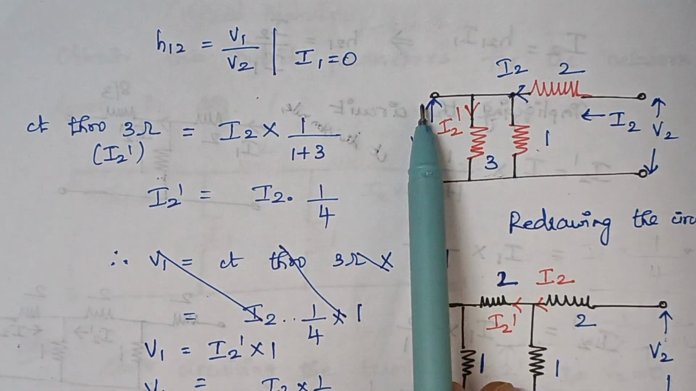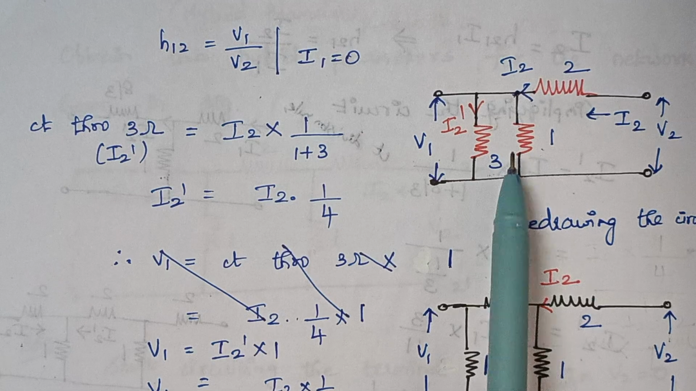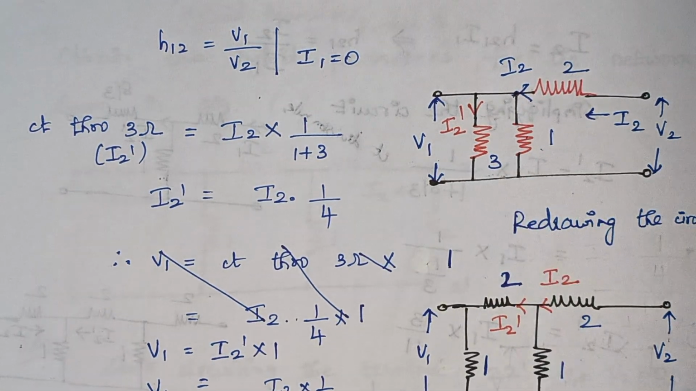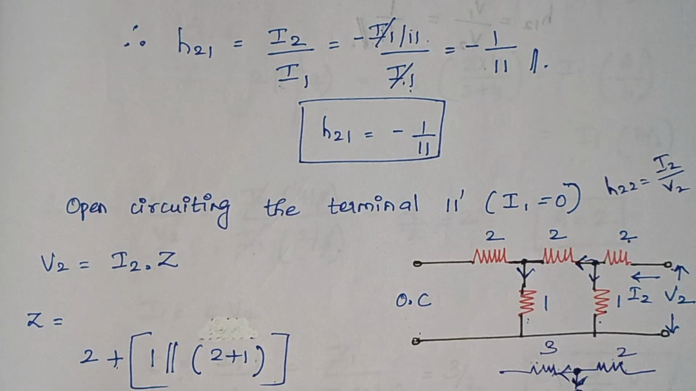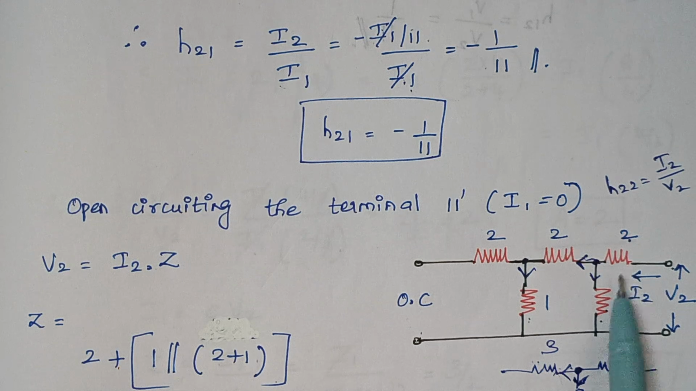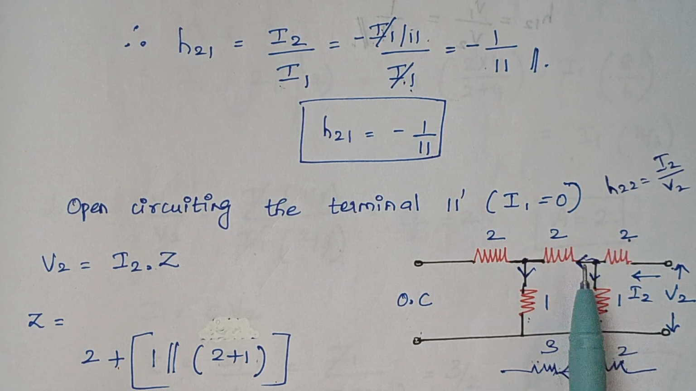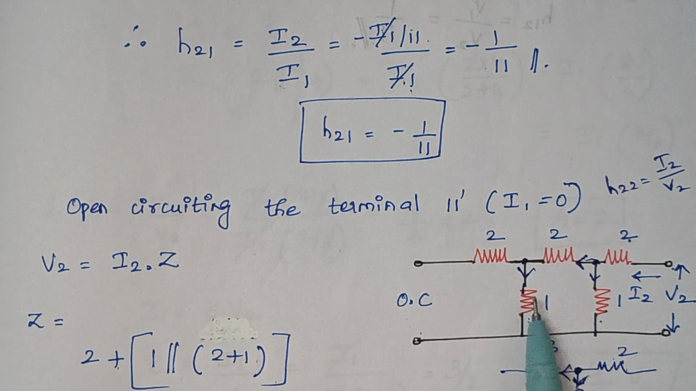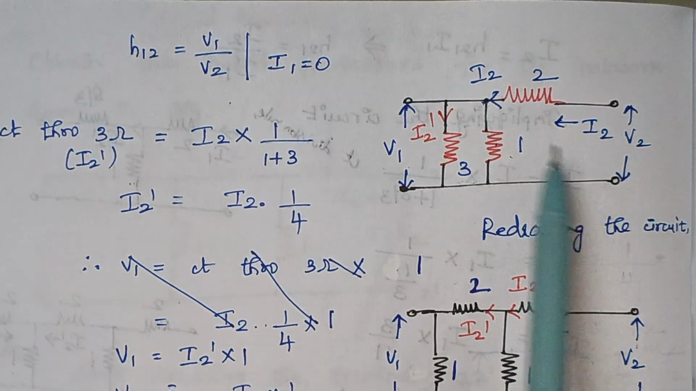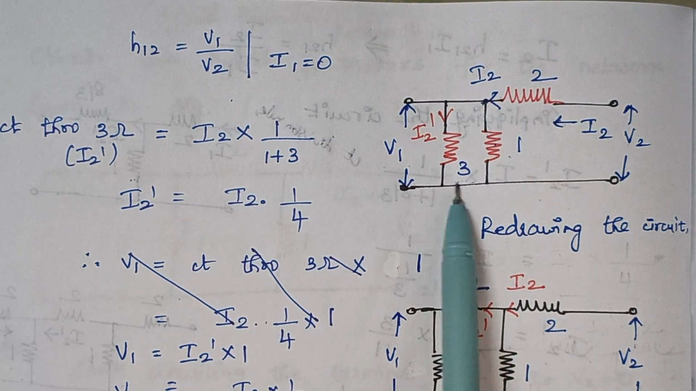So here V1 is, you see again the circuit is redrawn, right? This 2 and 1 I had kept as such. Here we have V2 and this 2 and 1 as such, and now these two are connected in series. So 2 plus 1 gives you 3. So these two resistors are replaced by a 3 ohm resistor. So here you see 2, 1 and here we have a 3.